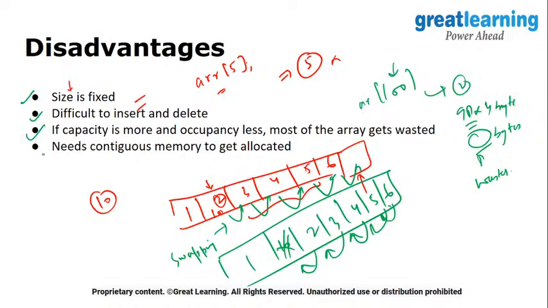This is another disadvantage. It needs contiguous memory allocation. I told you earlier, if there are chunks of memory available and you want to store, let's suppose, 3 elements, you cannot. It has to be a contiguous memory allocation. So this is one of the several disadvantages that you have in arrays.